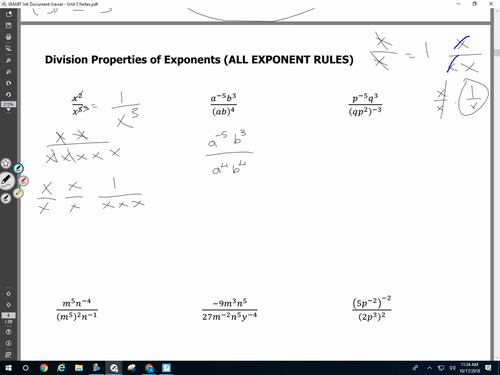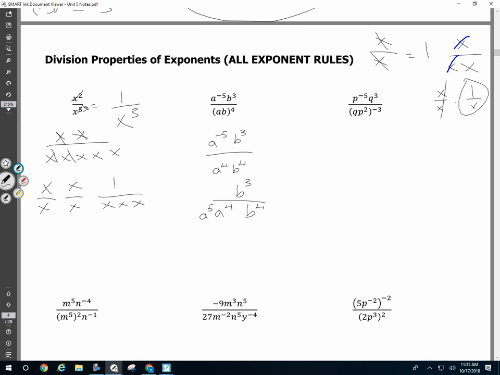And now this is where students think, oh man, we got a division. I need to subtract. But I don't want to subtract yet because I still got a negative exponent. Get rid of your negative exponent. This is a great example. I get b cubed, b to the 4th, a to the 5th, a to the 4th.